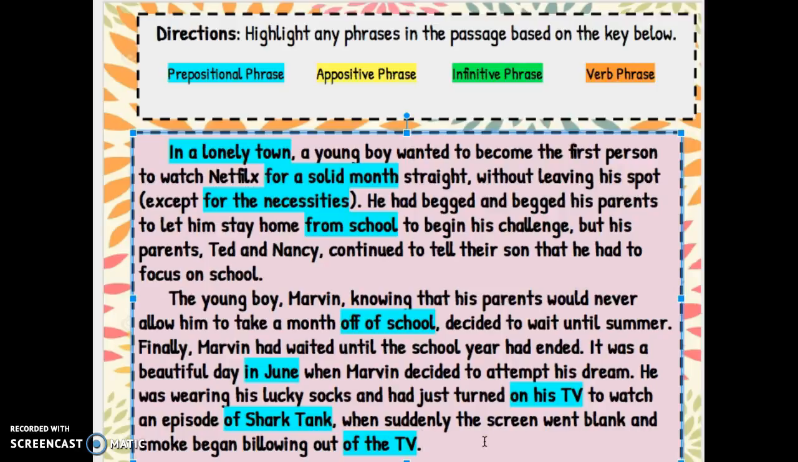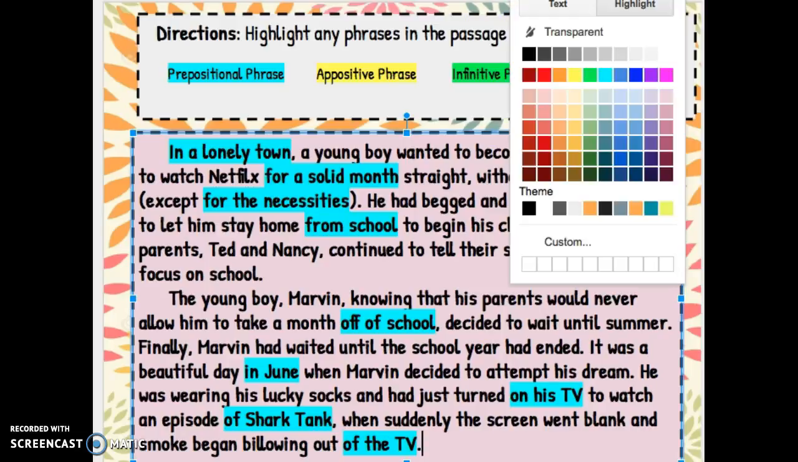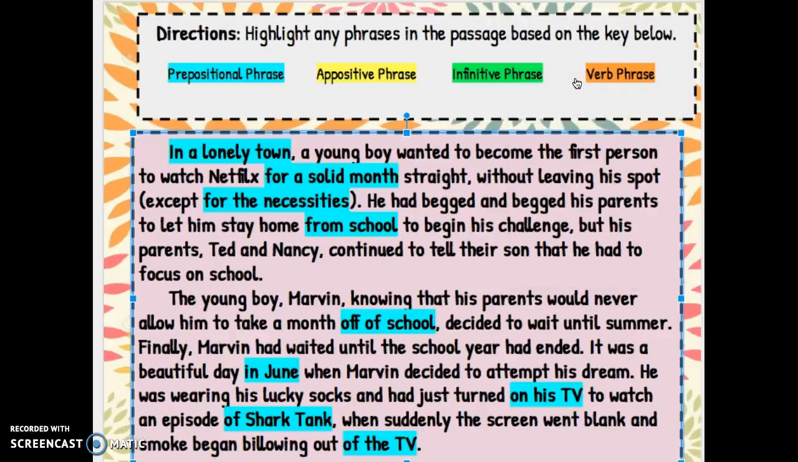Next we're going to look at our appositive phrases. So we're going to go ahead and put our blue one away and get out our yellow highlighter. And remember, our appositive phrases are going to be noted by commas. So you'll see them being contained within commas, and they're going to rename a noun that's coming before it typically.